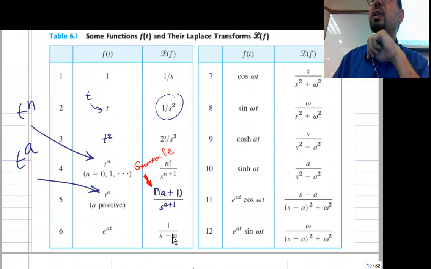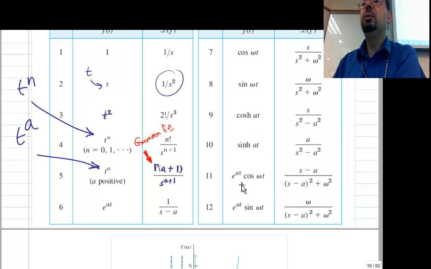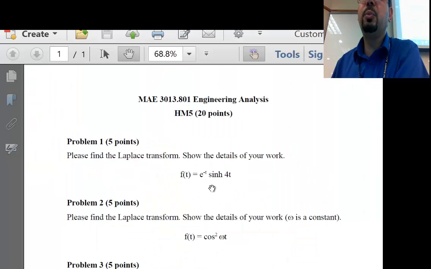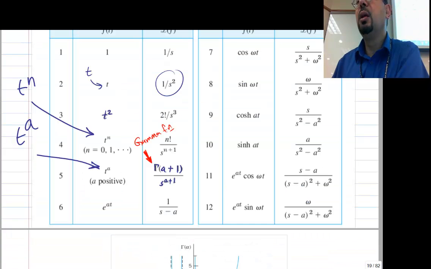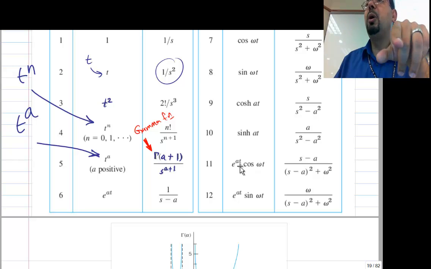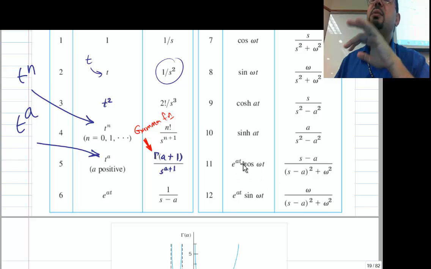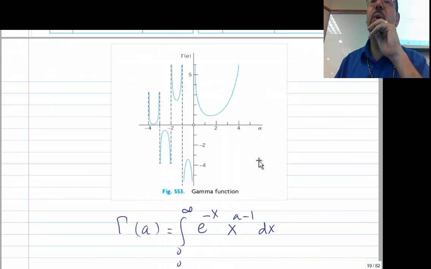E to the power at, we did this: 1 over s minus a. You got cosine, sine, cosine, sine. Now this one, e to the power at cosine omega t, we will actually explain this in a second, and this is important. See, it's e to the minus t multiplied by sine 4t. So when you have e to the power something multiplied by a function, how do you handle that? For e to the power at cosine omega t, that's this one, and e to the power at sine, it's this one. For e to the power at multiplied by anything, there is a rule for that, and we'll see it right now.